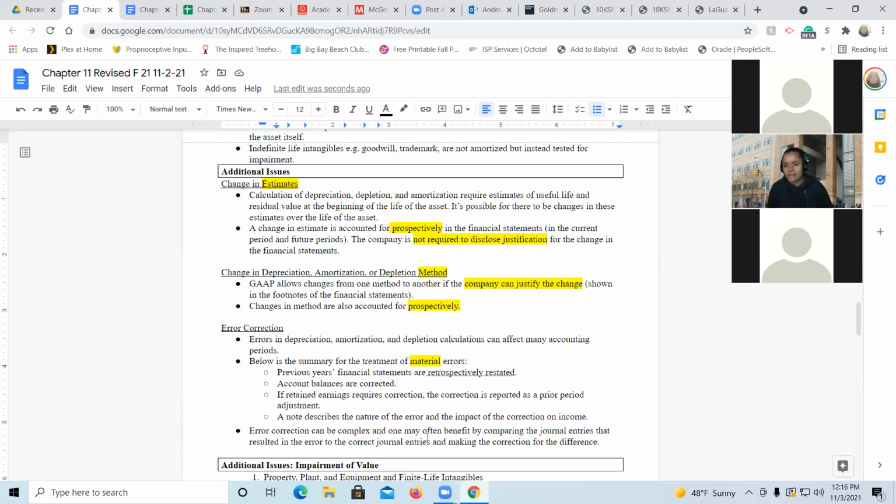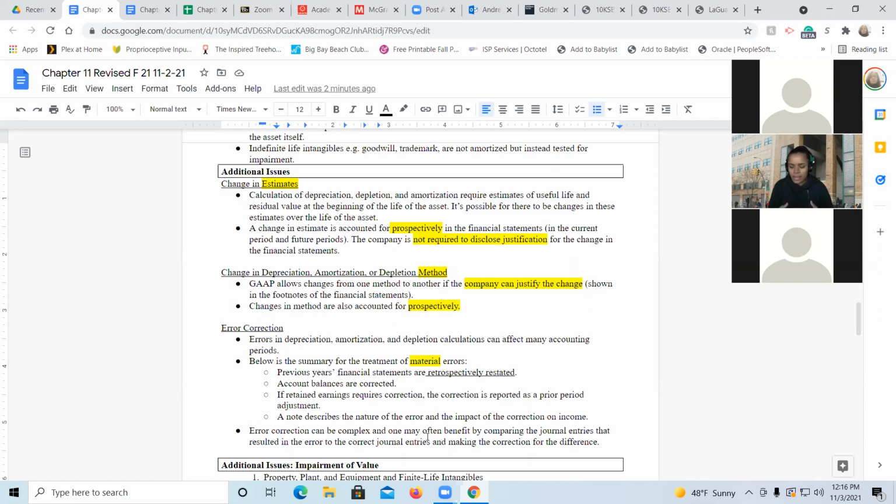It can be very complicated to fix an error. I've worked at clients where they had errors. The easiest way to do this is to say what happened, like what was the journal entry that was made that was wrong. So have that in front of you. Then you say, what should have happened, right? What are the journal entries that should have been made? And then you compare the two and out will pop the correction that you need to make, okay?